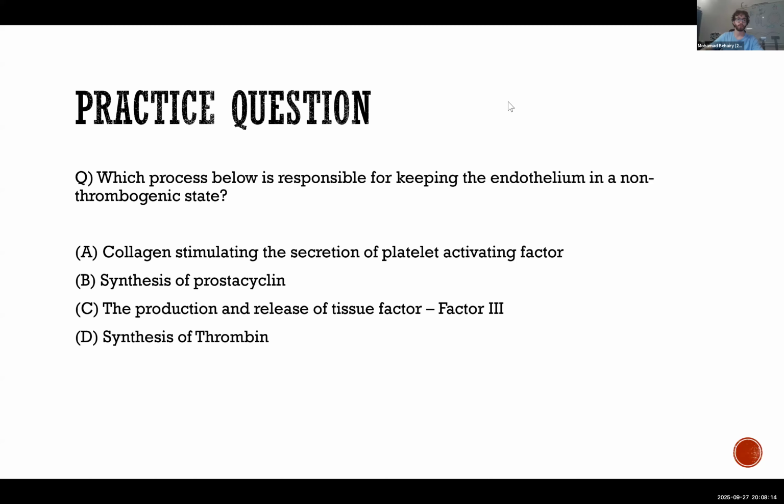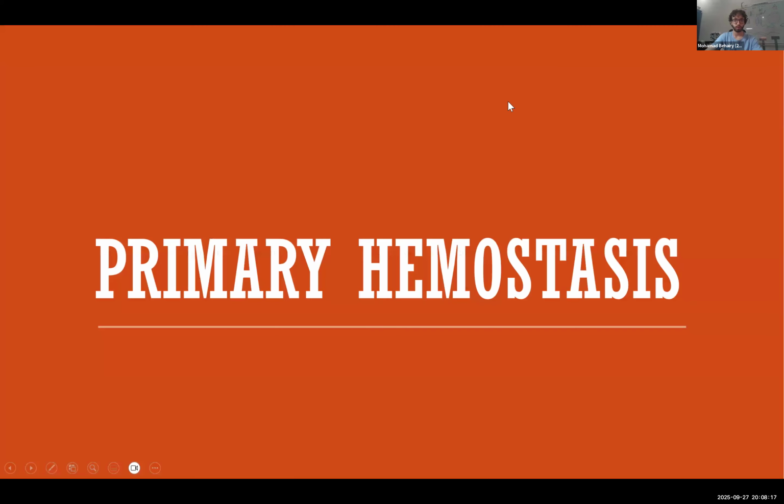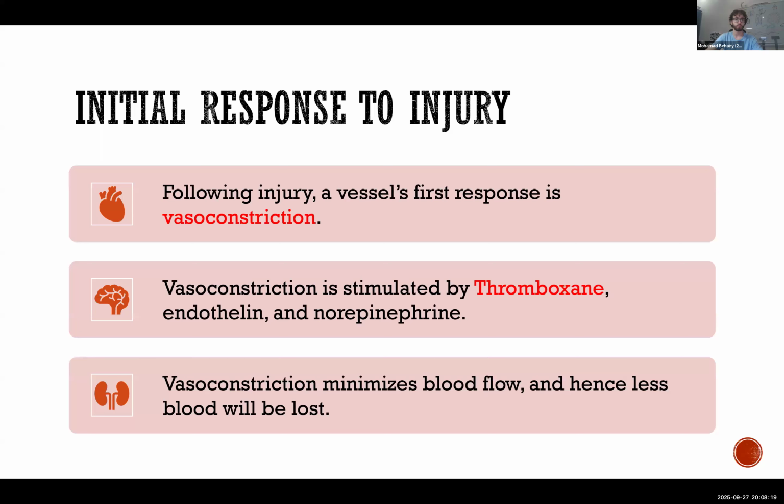Okay, excellent, of course. Right, now let's move on to primary hemostasis. We already talked about it, but now let's take it with baby steps. I got injured here, okay? Now I'm bleeding. What is the first response going to be? Vasoconstriction. Why? Because I don't want to lose blood. If I can't stop the bleeding, I might as well try to minimize it.